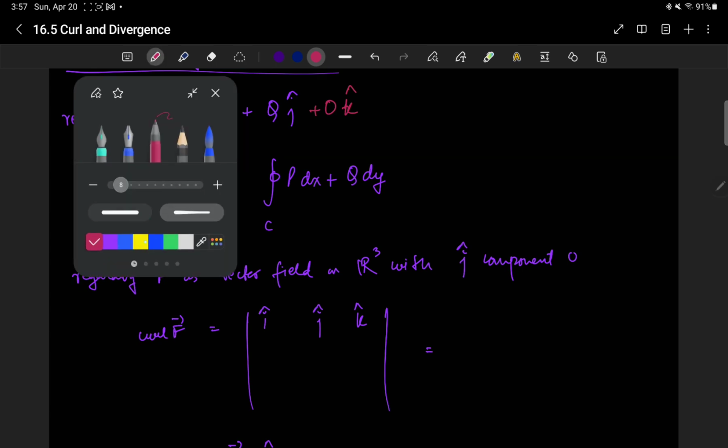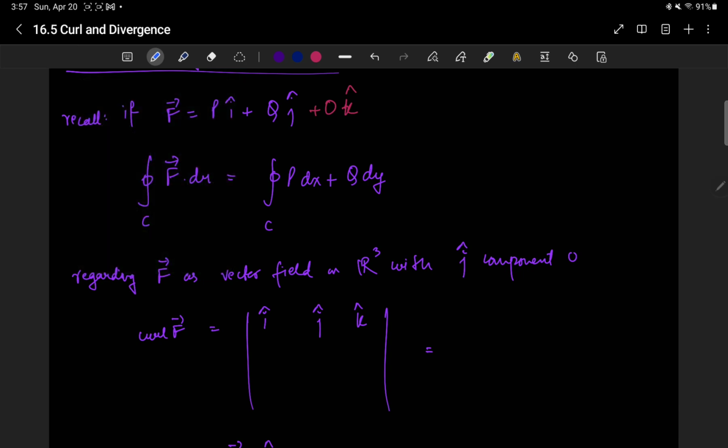So curl of F, which is from the section where we learned about curl, is going to be the determinant with del x, del y, del z, always, where we have a P, a Q, and this is 0. So when you do your i component, you're going to have a 0, and del z of Q is 0 because that's a y component. When you work everything out, the only things that will remain are the k terms, which is del Q over del x minus del P over del y.